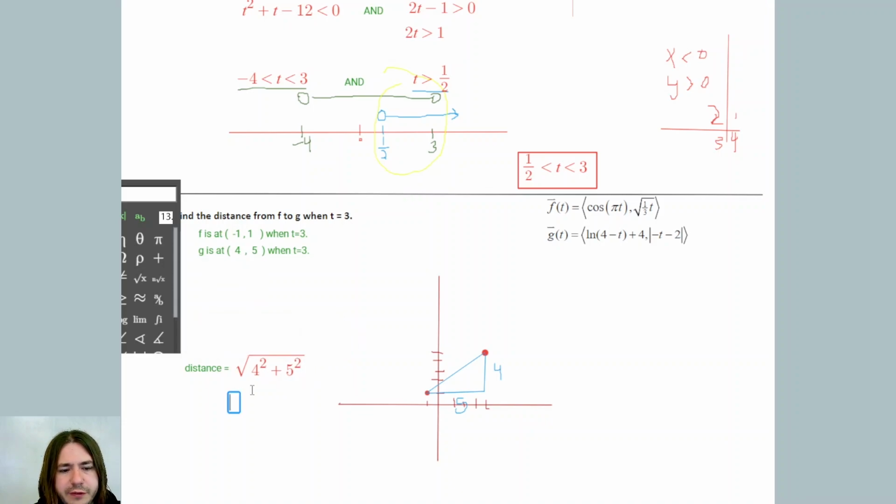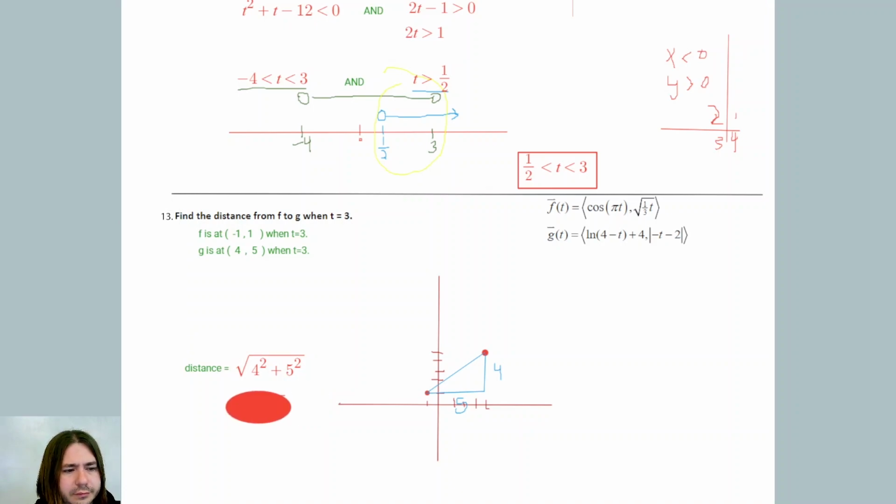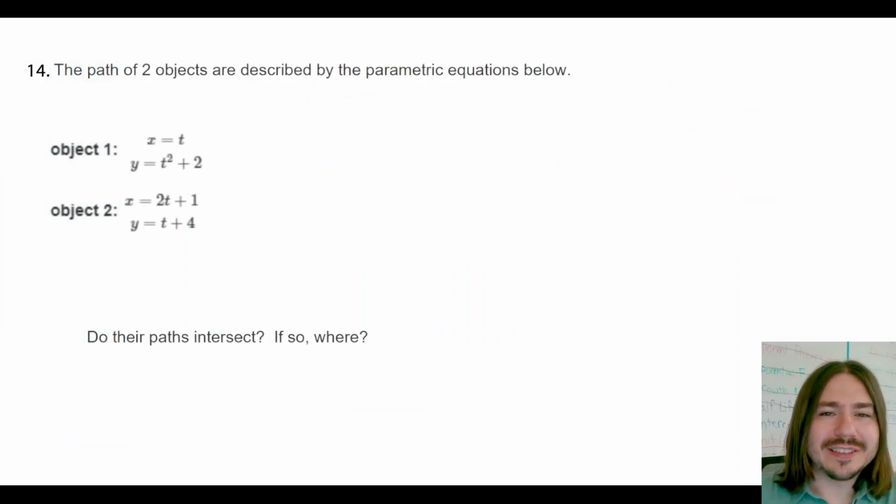And then we will simplify that. So 4 squared would be 16. So 16 plus 25 would be, looks like 41. And so that would be the distance. We've got one last problem here.